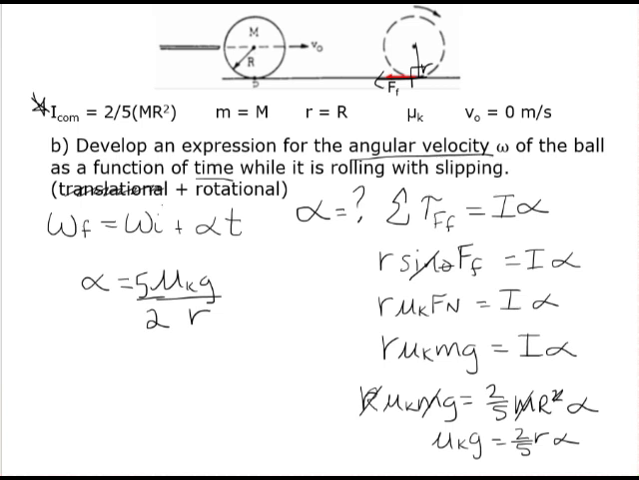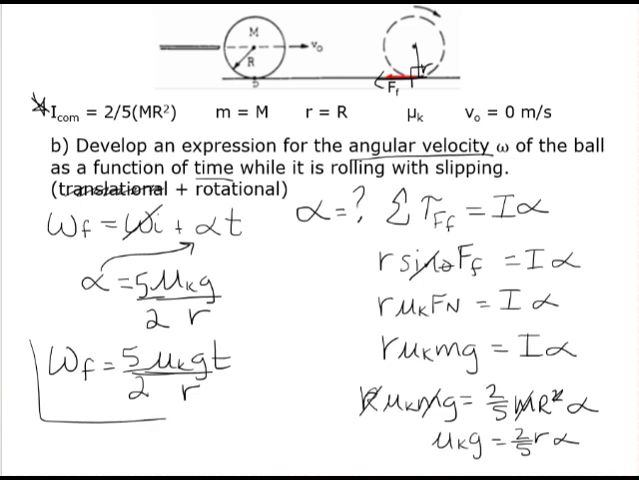Last but not least, I can simplify and plug in. The first thing I'm going to do is recognize that I have no initial angular velocity because it was not rolling, and then I'm going to plug in my alpha. My final angular velocity is going to be equal to 5/2 mu g over r and then times t. So overall 5/2 mu gt over r.